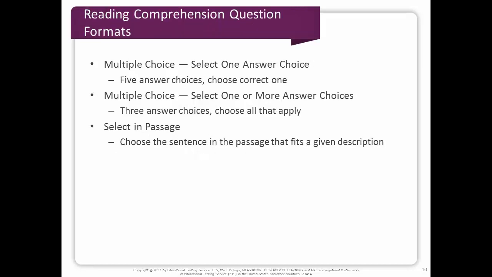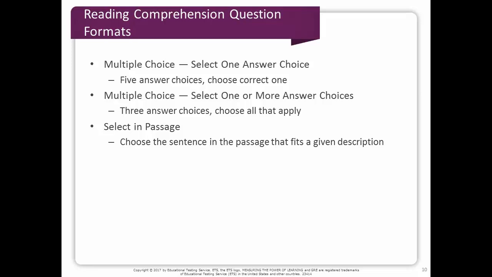There are three formats for the comprehension questions. The first is multiple choice, where only one answer is selected. There will be 5 answer choices, and you must choose the correct one. The second is multiple choice, where one or more answers can be selected. For example, there may be 3 answer choices, and you must choose all that apply.